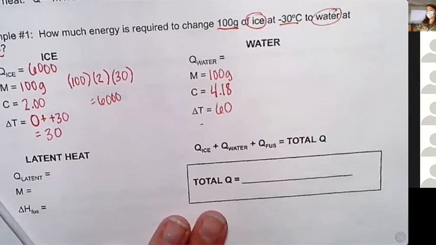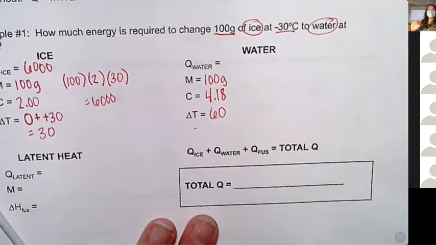So good news, again, is once you have these written down, we're just going to multiply them together.